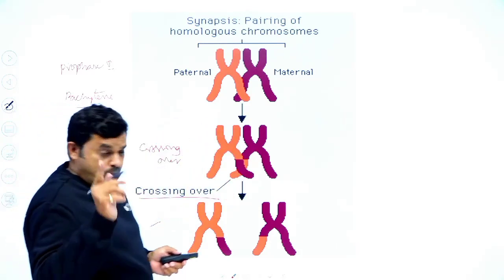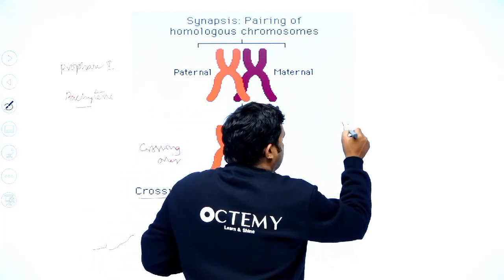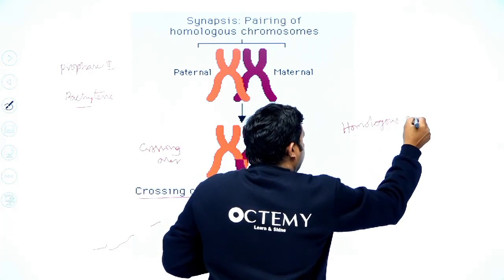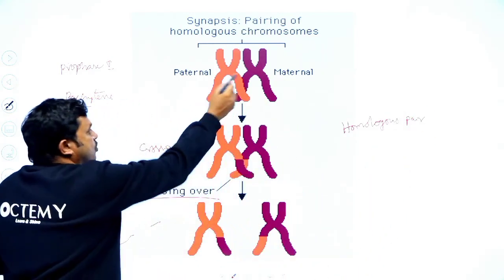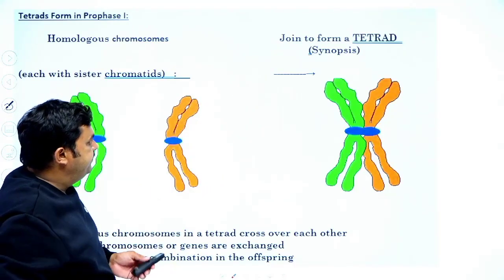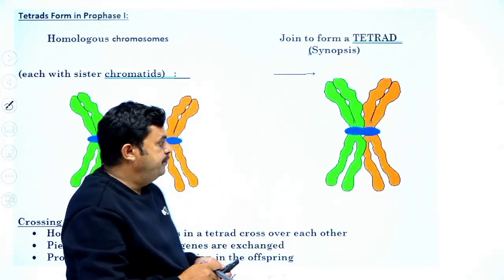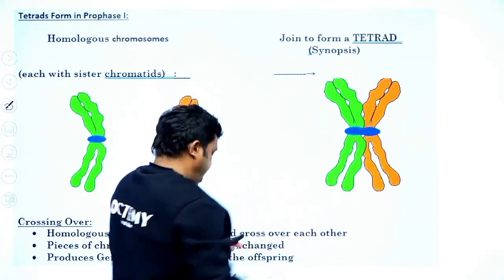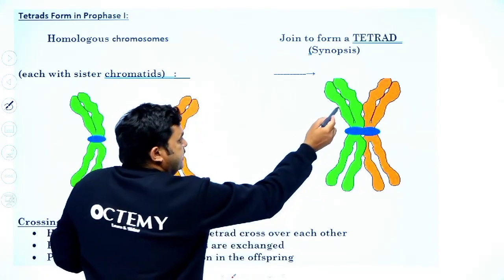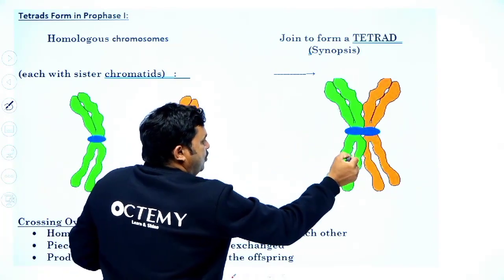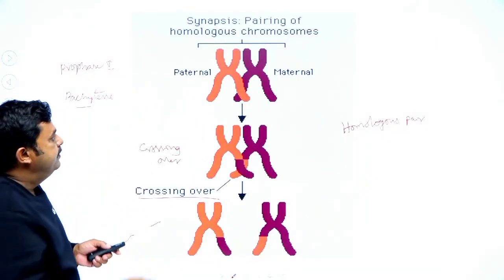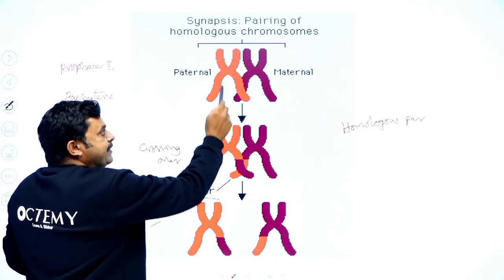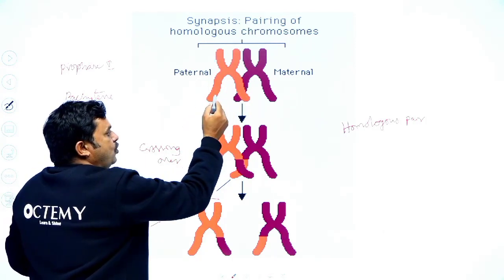Here I need to explain 2 important words. What is a homologous pair? These 2 chromosomes are called homologous. You see here, it is homologous chromosomes. In each chromosome, the arms are called chromatids. 4 chromatids are present. These 2 are homologous chromosomes. This structure is called the tetrad stage. 4: 1, 2, 3, 4.